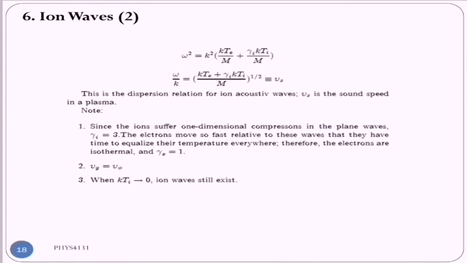We must note that since the ions suffer one-dimensional compressions in the plane waves, gamma i will be equal to 3. The electrons move so fast relative to these waves that they have time to equalize their temperature everywhere. Therefore, the electrons are isothermal and gamma e will be equal to 1. Also, the group velocity will be equal to the phase velocity.